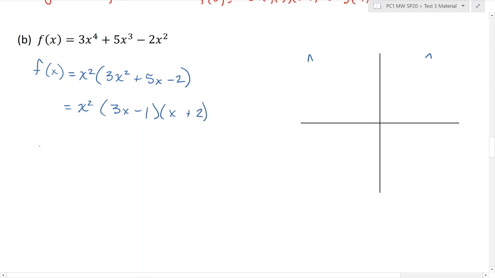And so now I can see my zeros are 0 from this factor with a multiplicity of 2. That means when I get to that zero, it's going to touch it and bounce off. I have a zero from this factor of 1/3, multiplicity of 1. So when it goes through it, it's going to go through like a linear function at that zero. And a zero of -2 with multiplicity of 1.